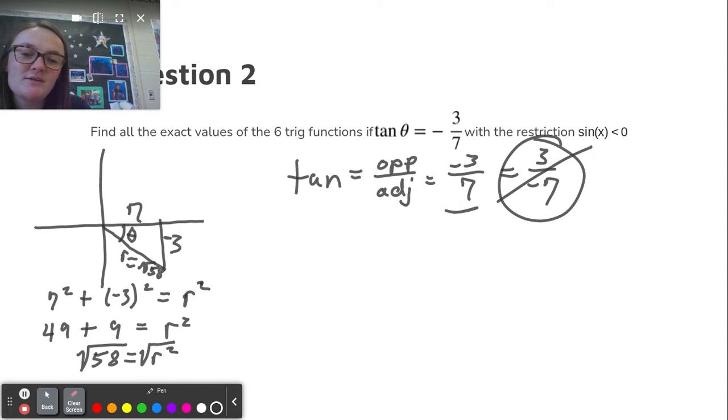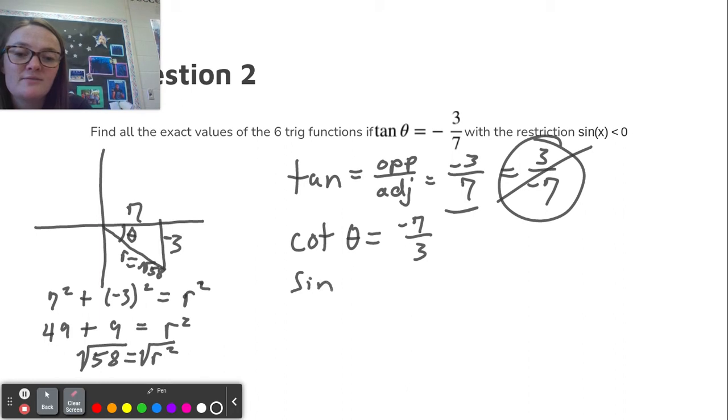Easiest trig function to find if I know tangent is cotangent, its cousin, which is its reciprocal. The cotangent of theta has got to be the reciprocal of negative 3/7, which is negative 7/3. Let's go ahead and find sine of theta.